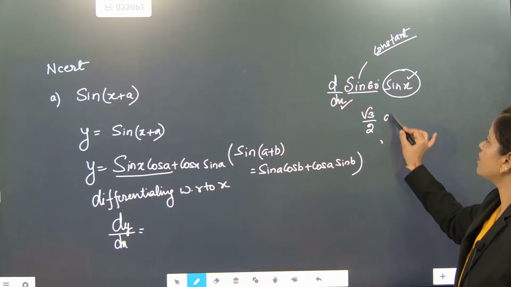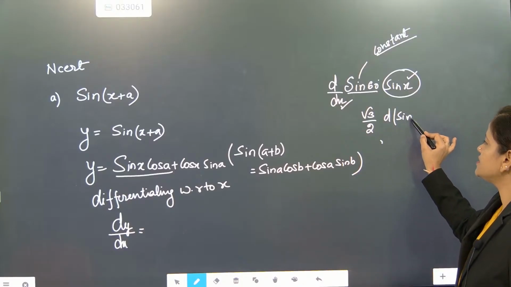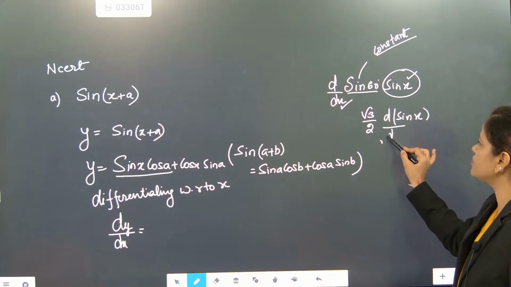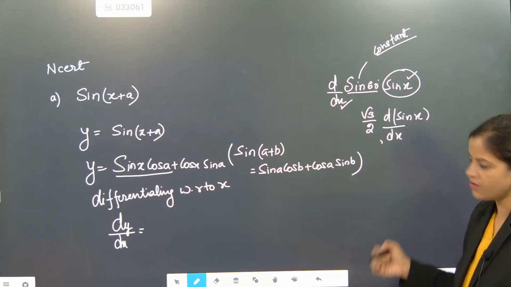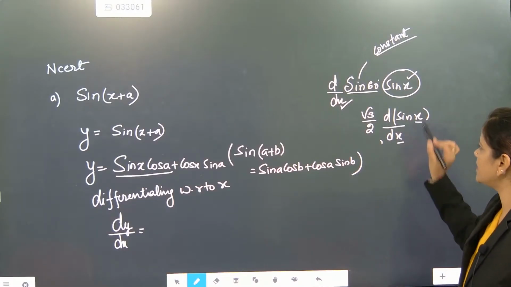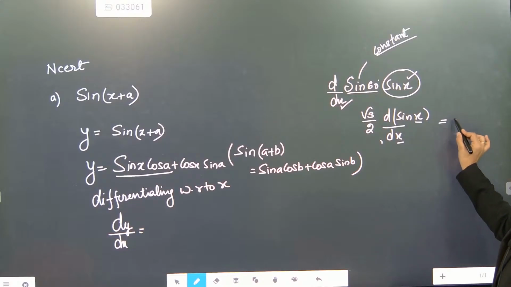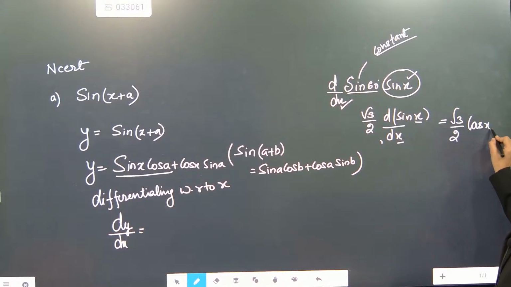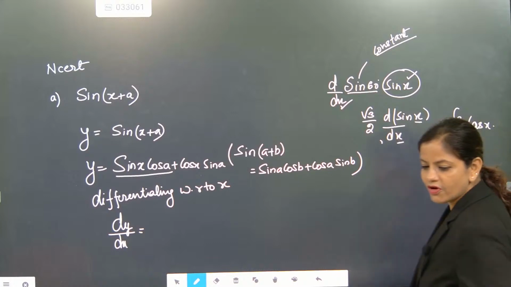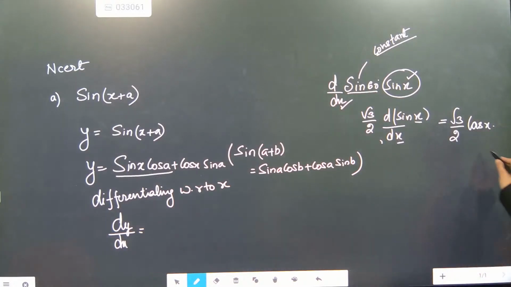This will not be differentiated. Only sine x will be differentiated because it is in variable form; the angle we do not know, and here is x and here is x. So it will become root 3 by 2. The differentiation of sin x, according to the first principle formula, is cos x. And we are directly writing this.